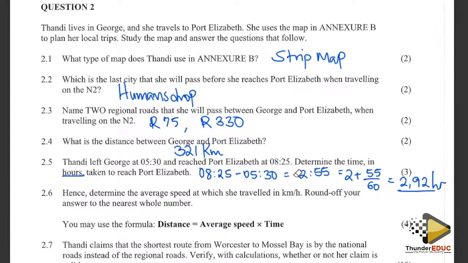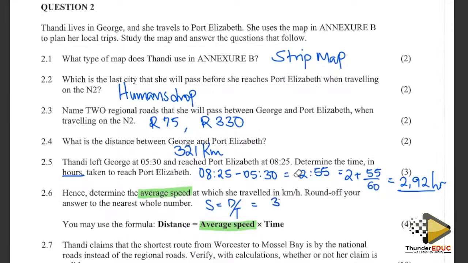Okay, hence determine the average speed at which she traveled in kilometers per hour. Round off your answer to the nearest whole number. Now remember, this is a confusion. They have told you to find speed. In your head, you already know that speed equals distance divided by time.